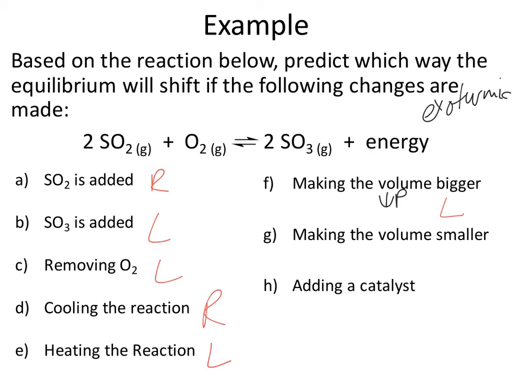If we make the volume smaller, well, again, that means that we're going to have more pressure. We're going to have a spike of pressure. We want to bring it back down. So the only way we can bring that back down is go to the side that has the least amount of moles, and that's going to mean it's going to go to the right.